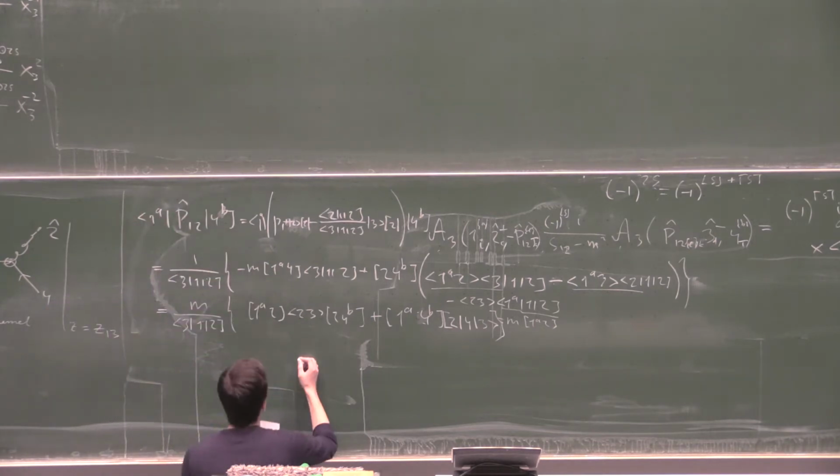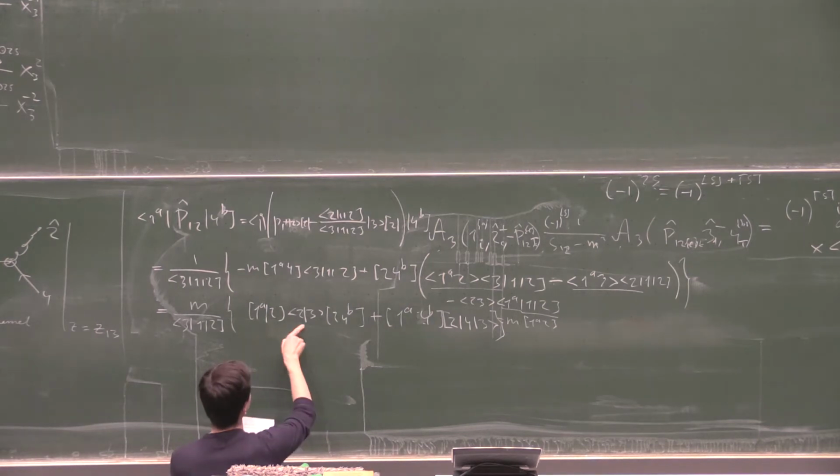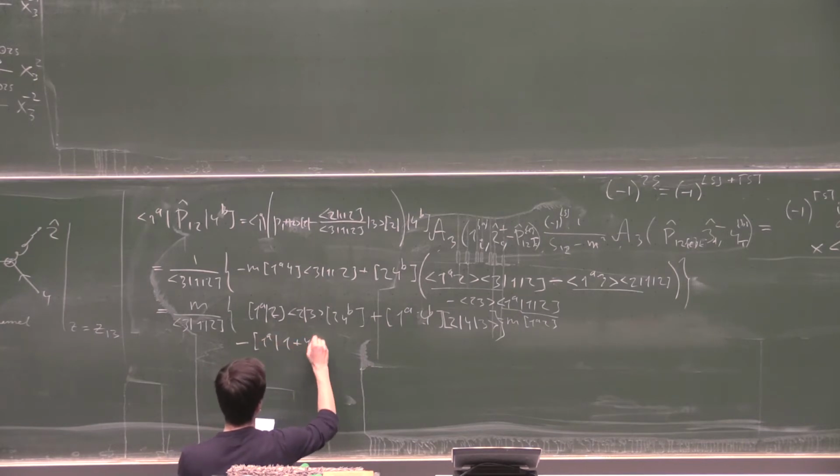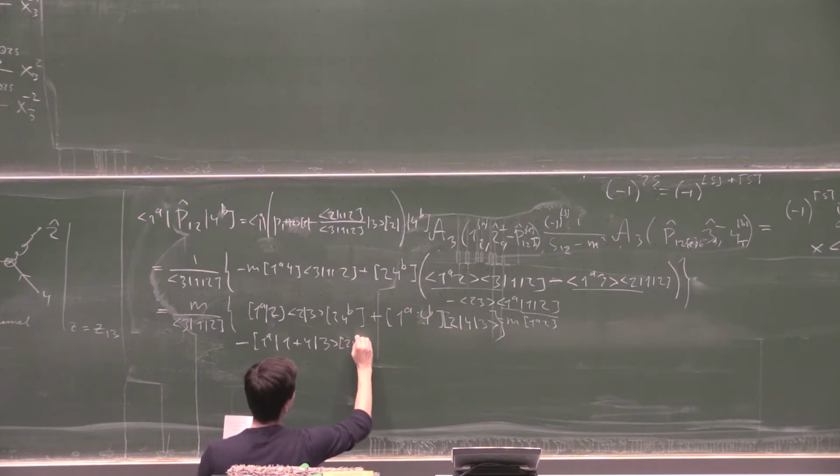Now I can see that there's a momentum 2 sitting in here, which by momentum conservation I can flip back to 1 and 4. Three, 2, 4.